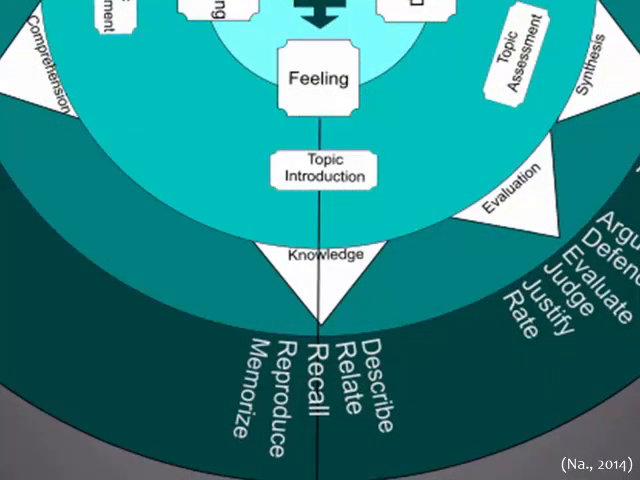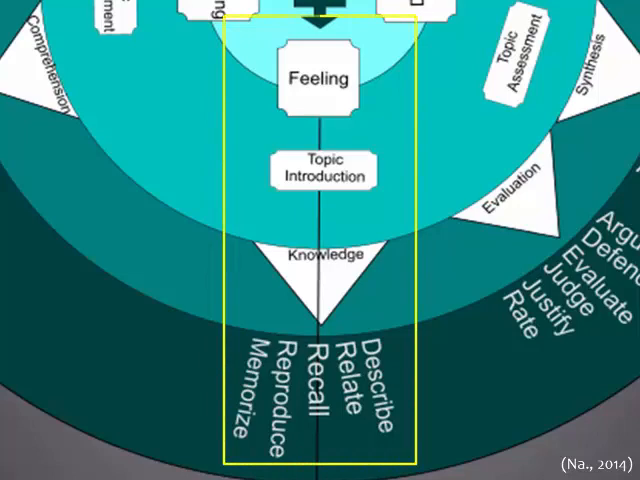The competency levels begin with knowledge at the initial level of understanding, where knowledge can be recalled. The purpose of instruction at this level is to introduce a new topic. Students and employees are asked to describe, relate, recall, reproduce, or memorize information. This is the lowest level of competency.